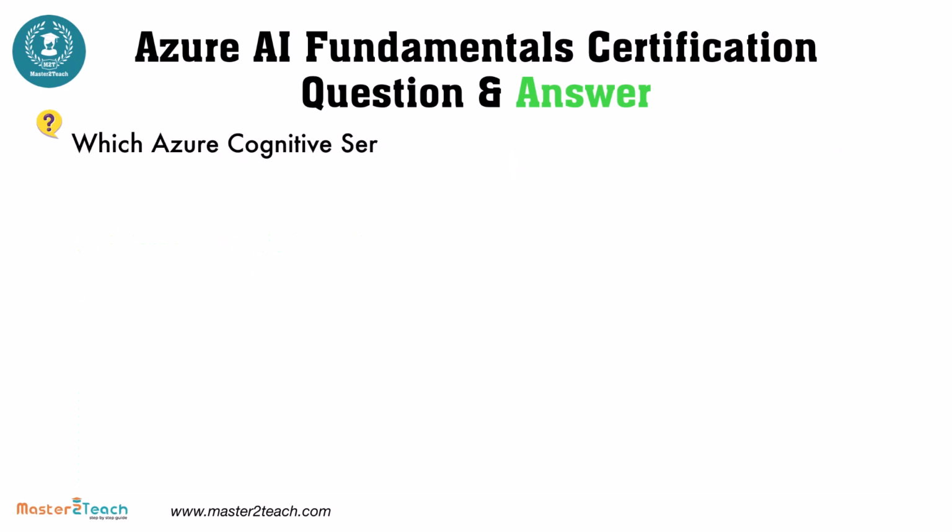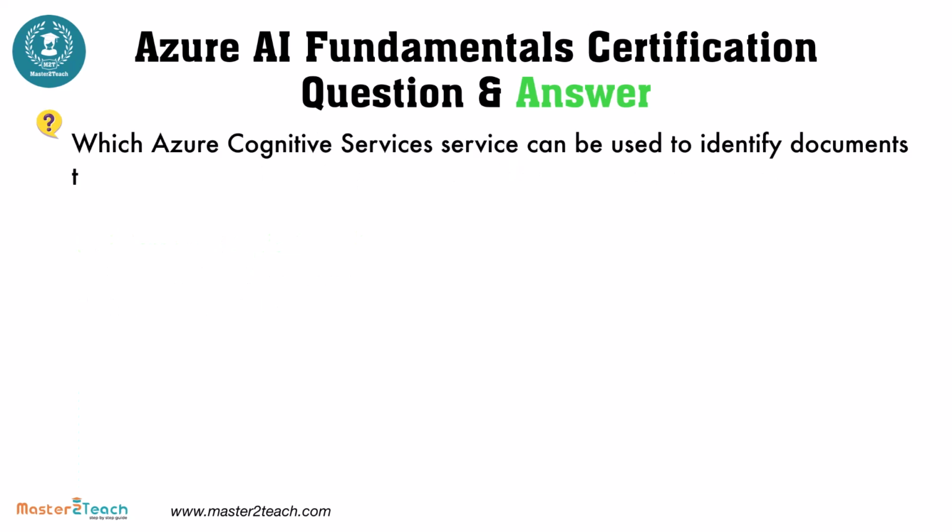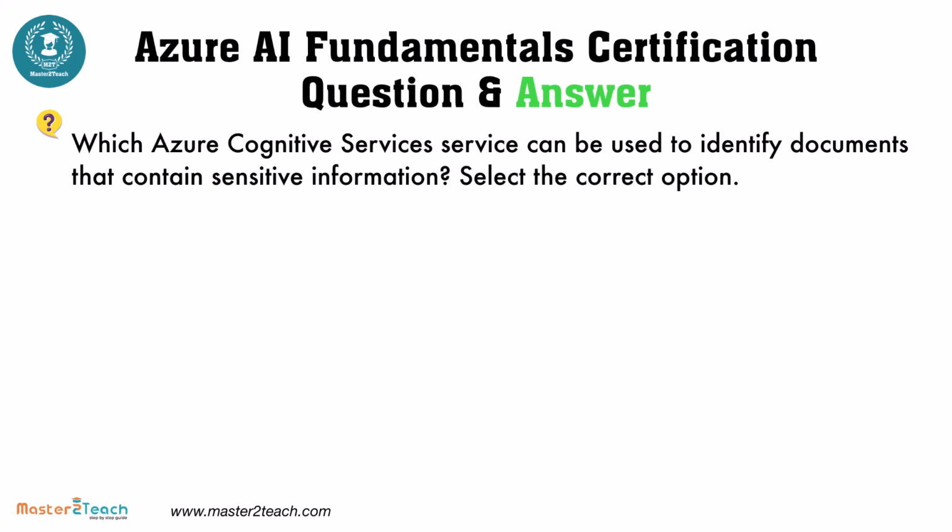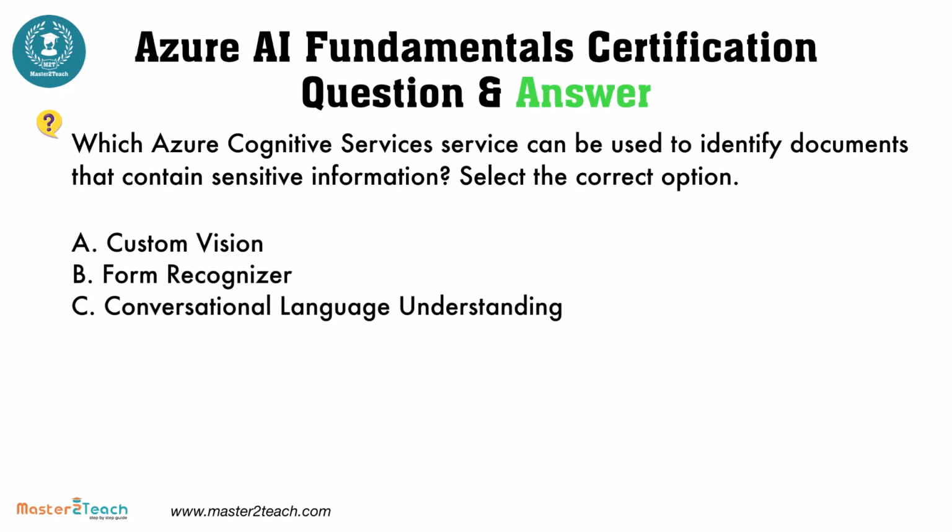Which Azure Cognitive Services service can be used to identify documents that contain sensitive information? Select the correct option. The options are A. Custom Vision, B. Form Recognizer, C. Conversational Language Understanding.